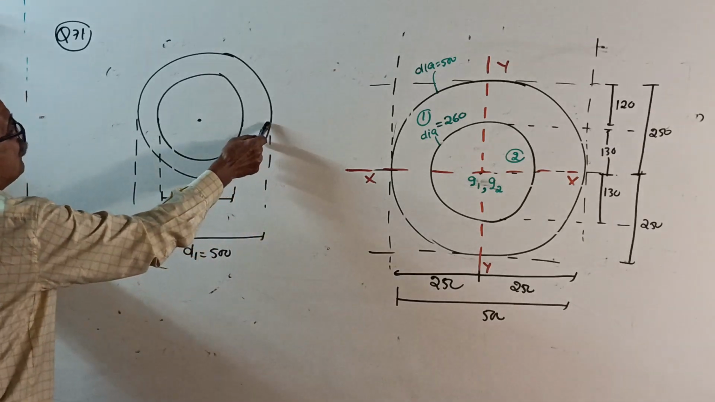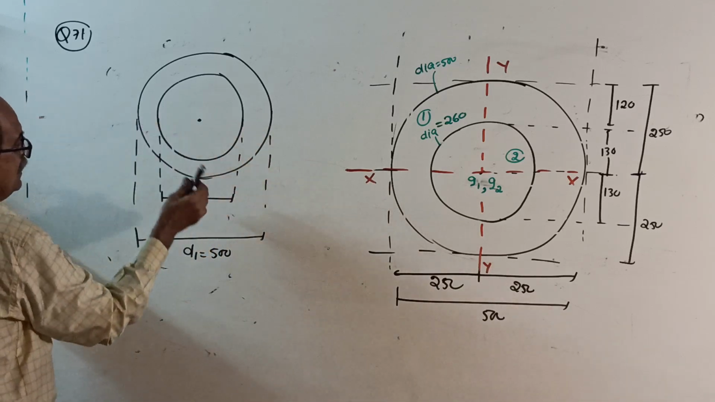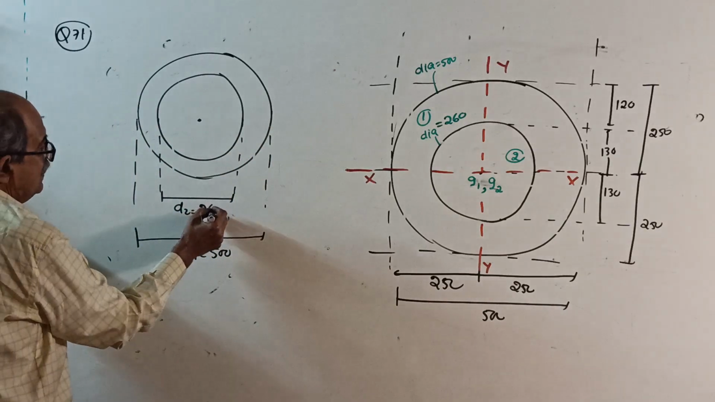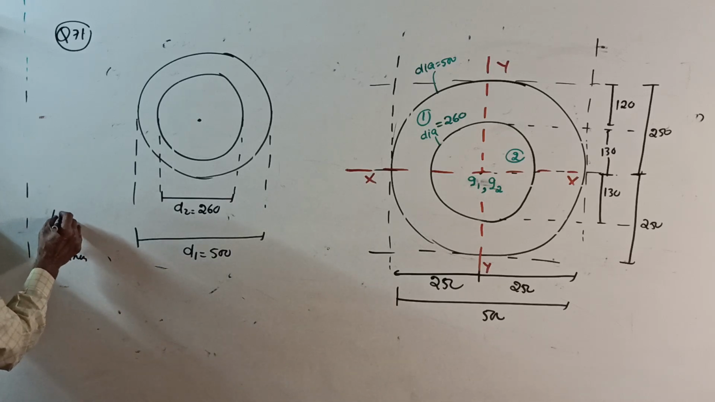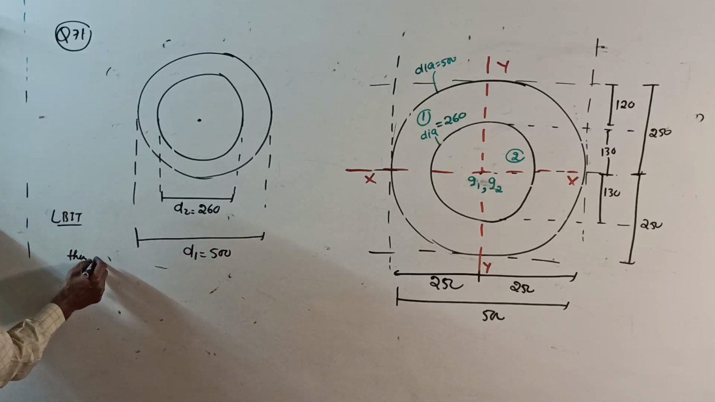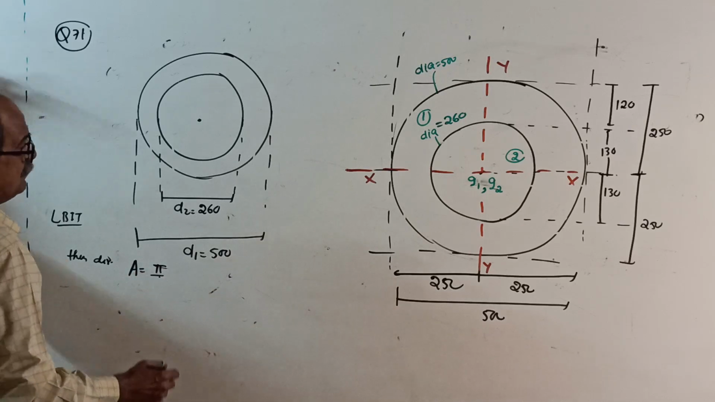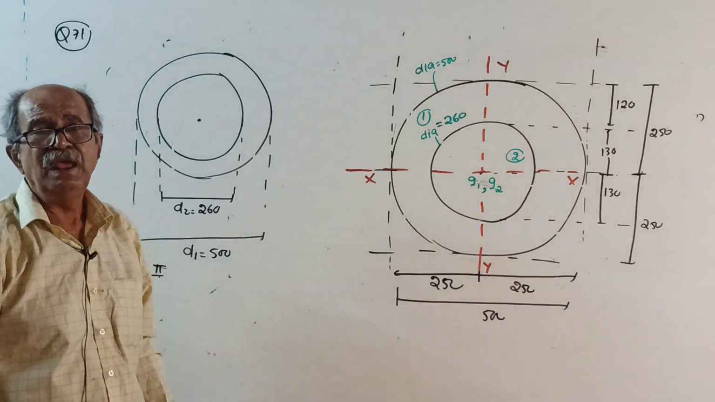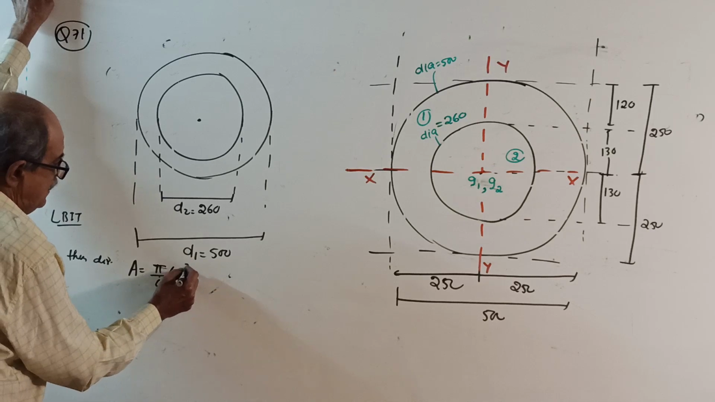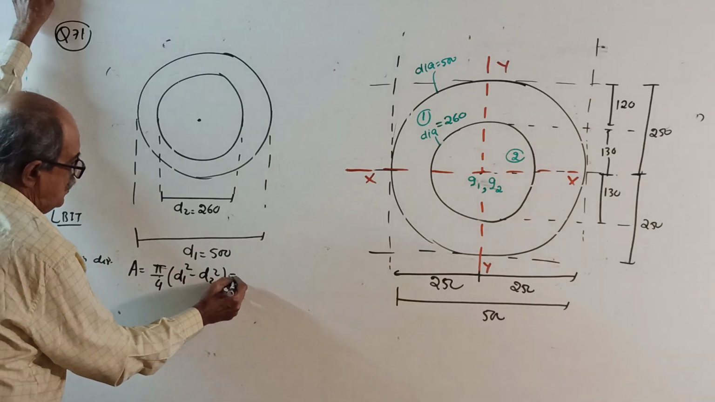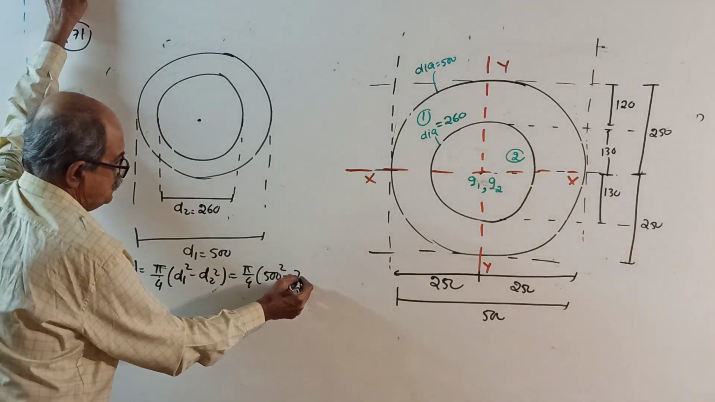D2 is 500 minus this thickness 120 minus 120, which will give you 260. Then, directly, I told you long back and you forgot it, the area is pi by 4 of D1 square minus pi by 4 of D2 square, or you can take pi by 4 common into D1 square minus D2 square, equal to pi by 4 of 500 square minus 260 square.